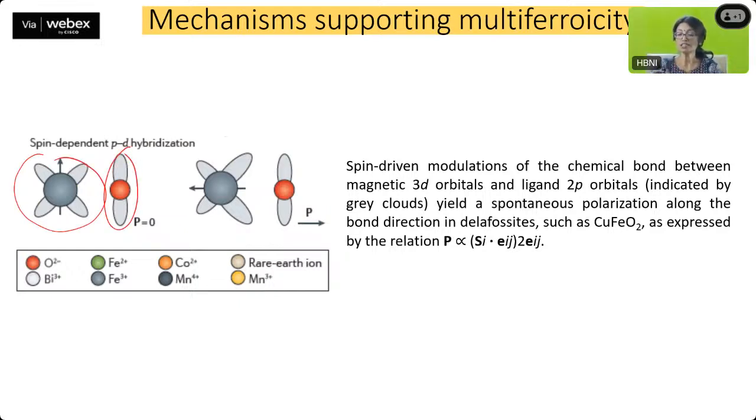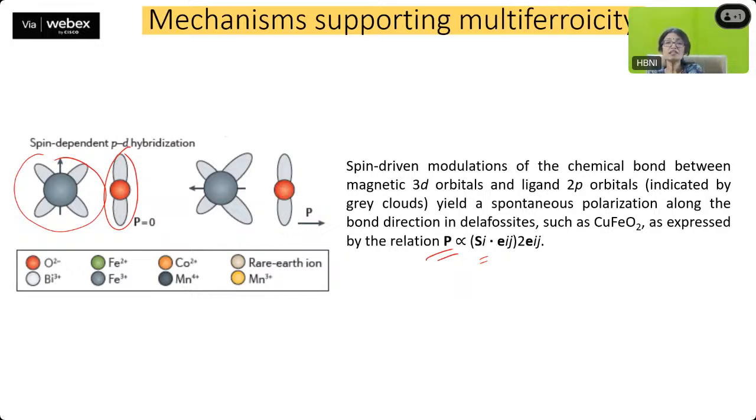So they yield a spontaneous polarization along the bond direction in delafossites such as copper ferrites, and this is expressed by this particular relation, where polarization is a function of the spin term. So what you can say over here is that in the delafossites, a spontaneous polarization occurs of around 0.2 microcoulombs per centimeter square, and this is induced by a screw-like spin structure. This is being driven by a complex combination of spin-orbit interaction as well as spin helicity.